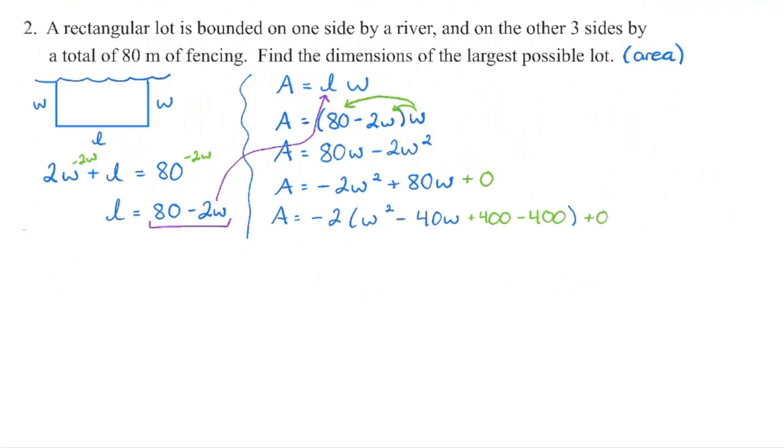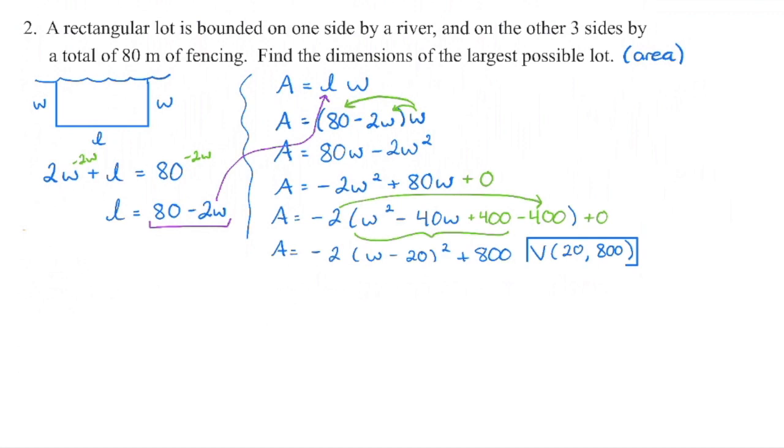Negative 20 times negative 20 is positive 400. So that's going to give us our perfect square trinomial. The square root of w squared is w. Half of negative 40 is negative 20. And then just remember, we also have negative 2 times negative 400 gives us that value of positive 800. So our vertex is going to be at (20, 800).